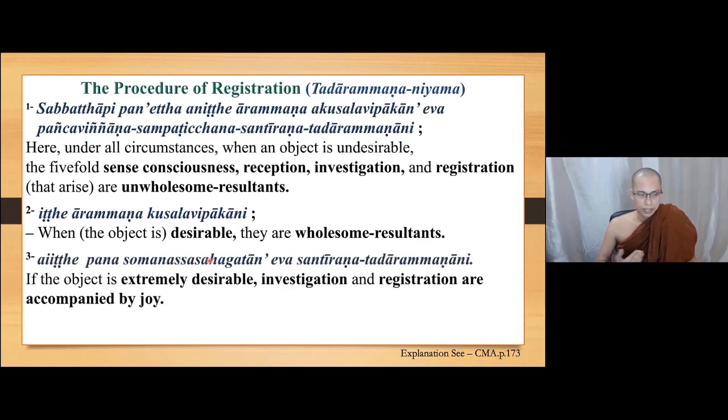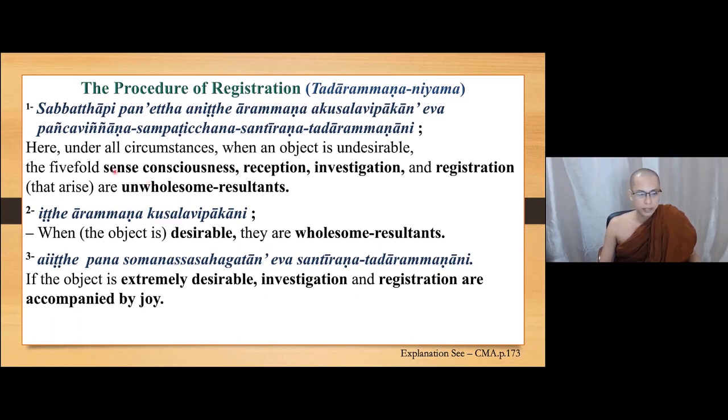Then the third, Atitthittharammane. Here Atiittha refers to extremely desirable: Ati is especially, Ittha is desirable. So an extremely desirable object. Atitthittharammane pana somanassa sahagata neva santirana tadarammanani. In this case only two types can be identified if the object is very special, extremely desirable. For example, seeing the Buddha, listening to the Buddha's Dhamma talk directly, and also seeing a female deva or male deva, and so on, a very beautiful or extremely desirable object. We can identify a moment of investigating and registration accompanied by joy. So why only two in this case?